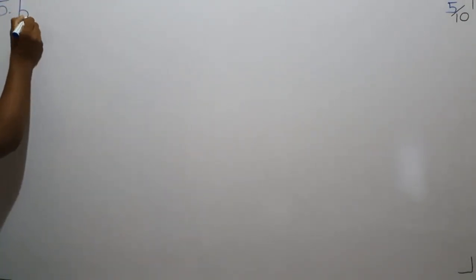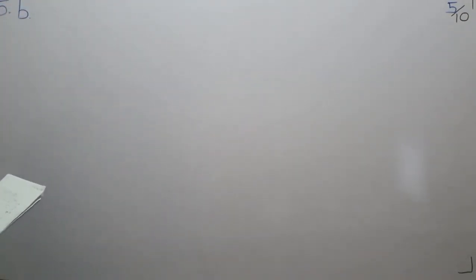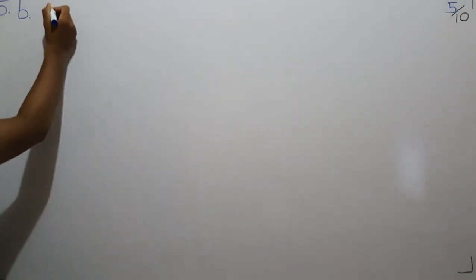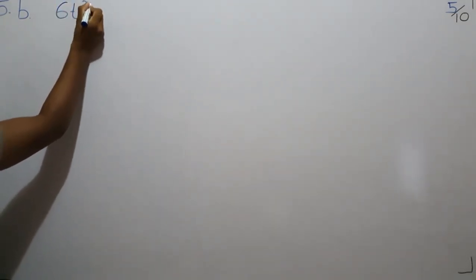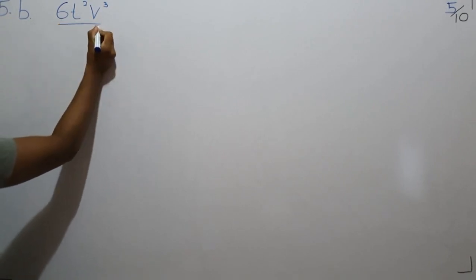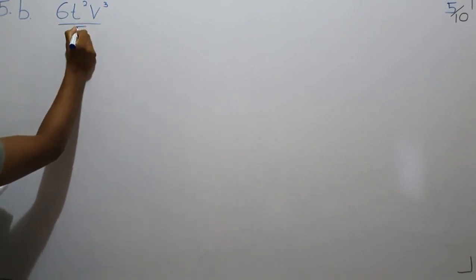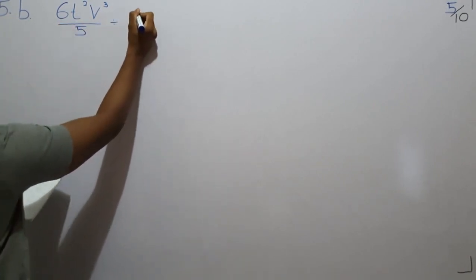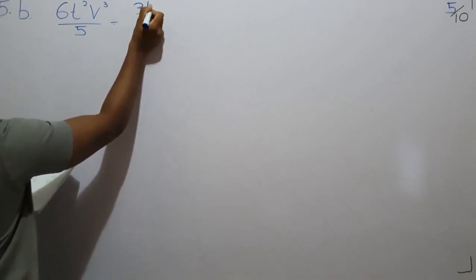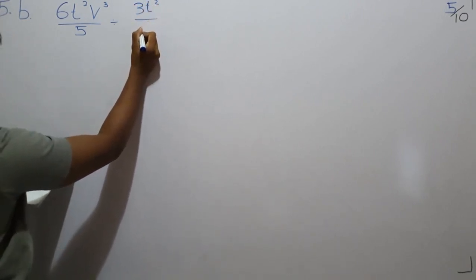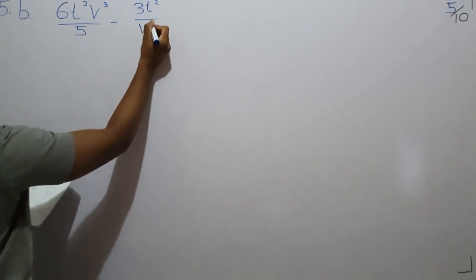Fifth question, part B. Simplify 60 t square v cube divided by 5, whole thing divided by 3t square over v square.